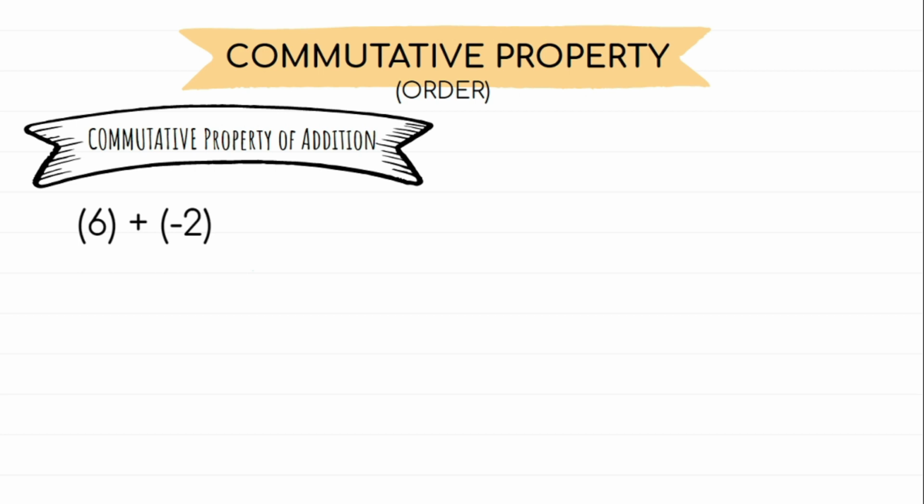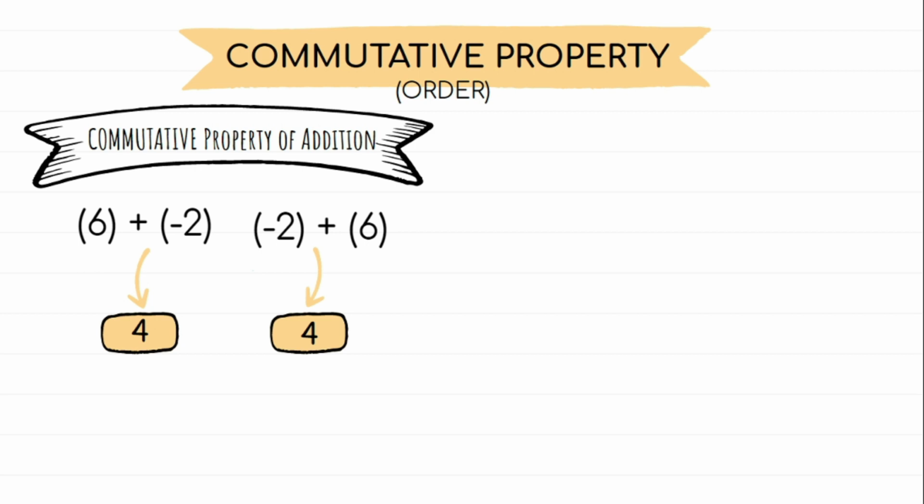Meron tayong 6 plus negative 2. Ano ba yung 6 plus negative 2? Diba? Different sign, isa-subtract natin. That's 4. And then copy positive. So, meron tayong positive 4. Correct? Ngayon, tingnan natin. Baliktarin nga natin yung 6 plus negative 2. Gawin natin negative 2 plus 6. Ano pa rin kaya yung magiging sagot? Okay? Ang magiging sagot pa rin yan ay positive 4. Correct?